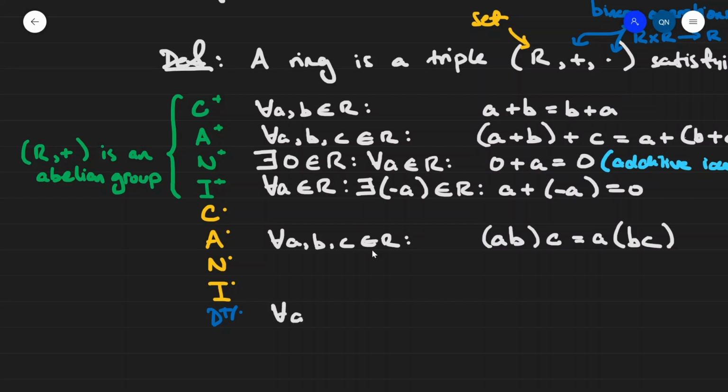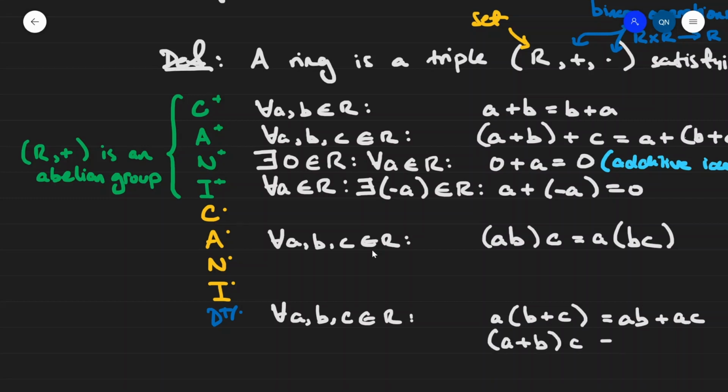So it says for all elements a, b, c in your ring R, if you have a times (b plus c), this equals ab plus ac. So you can distribute this element a into the parentheses as you usually would. And the same goes for the other direction as well. If you have (a plus b) times c, this is equal to ac plus bc.